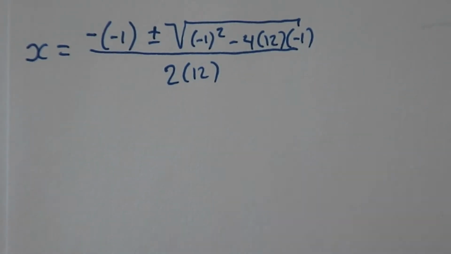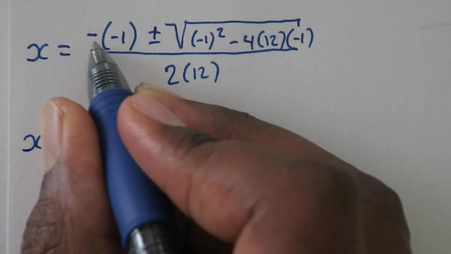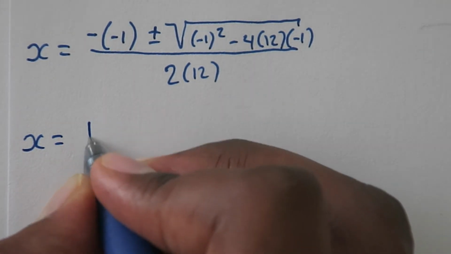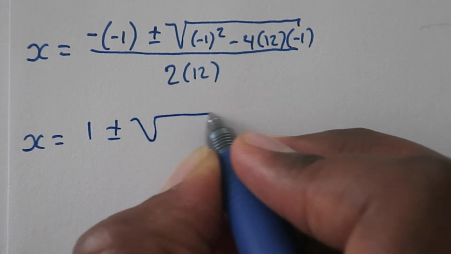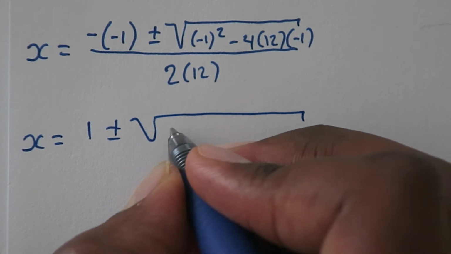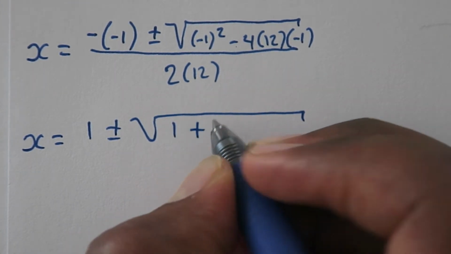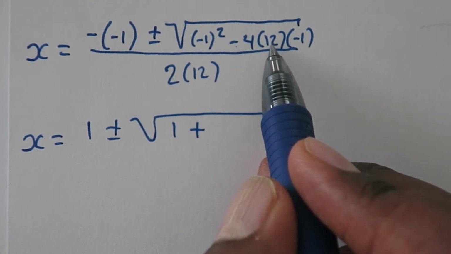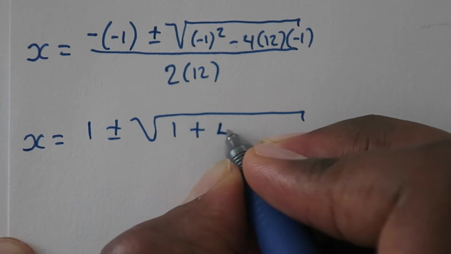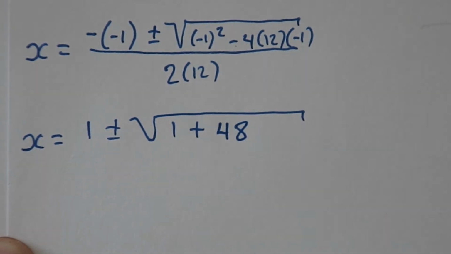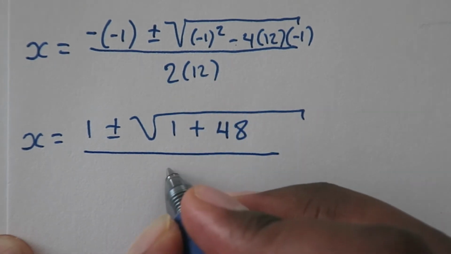Now let's try to simplify this. x equals negative and negative makes positive, so that changes into a positive 1 plus or minus the square root of 1 squared is 1, and then a minus and a minus will make a positive. 4 times 12 is 48, times 1 is 48, divided by 24.